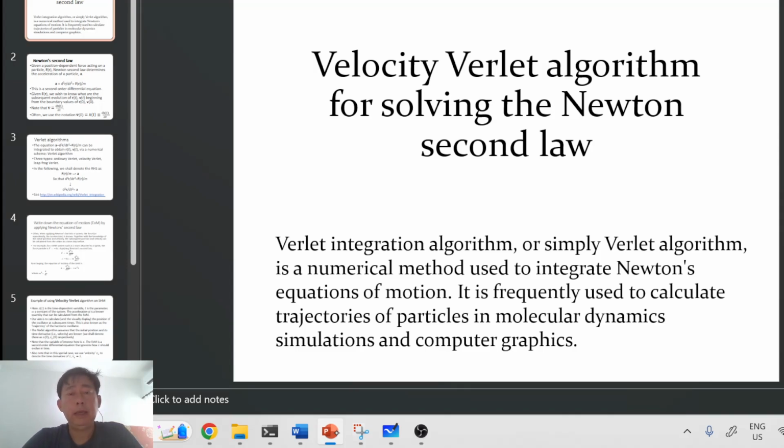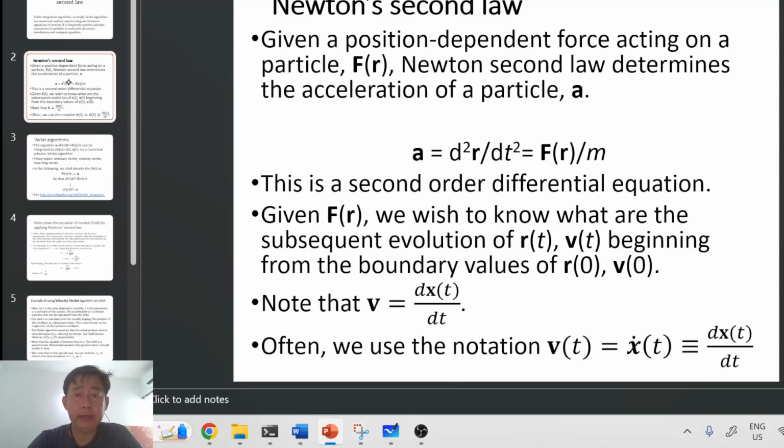Hello, in this video recording, we are going to learn about the velocity Verlet algorithm for solving Newton's second law. The algorithm is basically a numerical method that you apply to figure out how particles will evolve or move under a force according to Newton's second law. The idea is actually quite simple.